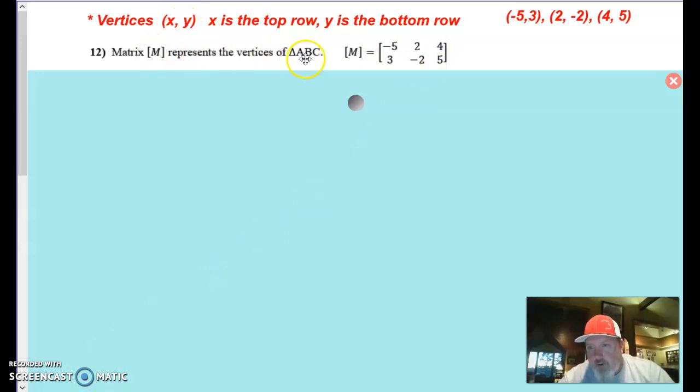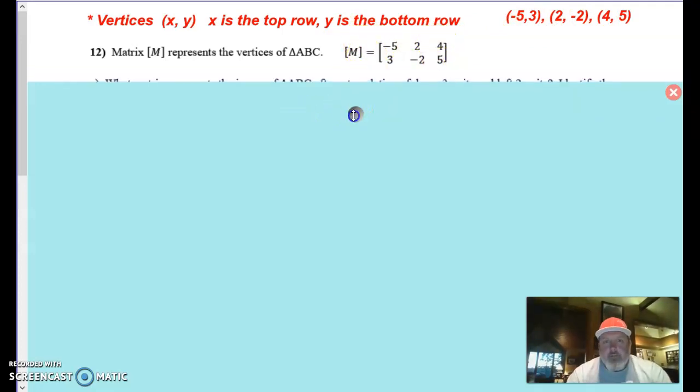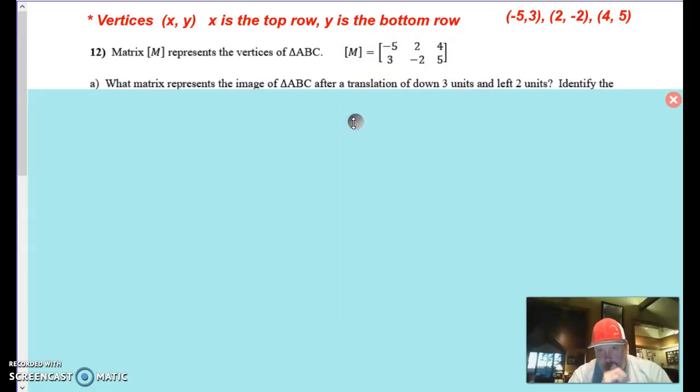If you have a triangle, you really got 3 vertices, or 3 points. So we've got negative 5, 3, 2, negative 2, and 4, 5. So these are the 3 vertices of our triangle. X coordinates in the top row, Y coordinates in the bottom. You could do this for any shape you want.